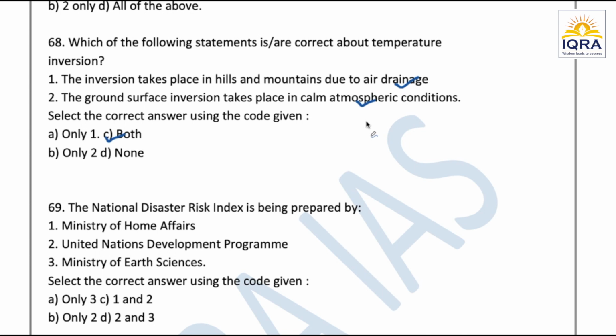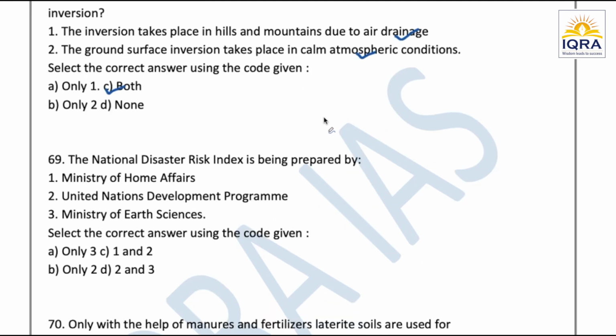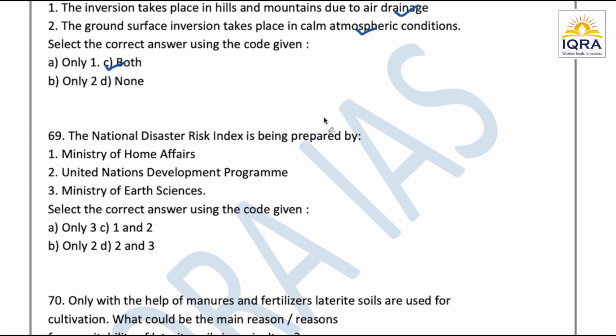Actually, temperature inversion is the reversal of normal behavior of the temperature in the troposphere, right? In which a layer of cool air at the surface is overlain by the layer of warmer air, right? And details, though I've told you that we've already discussed in above questions. So option C will be the right answer for question number 68.